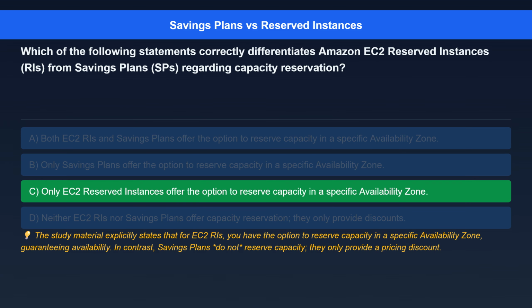The correct answer is only EC2 reserved instances offer the option to reserve capacity in a specific availability zone. Here's the explanation. The study material explicitly states that for EC2 RIs, you have the option to reserve capacity in a specific availability zone, guaranteeing availability. In contrast, savings plans do not reserve capacity. They only provide a pricing discount.